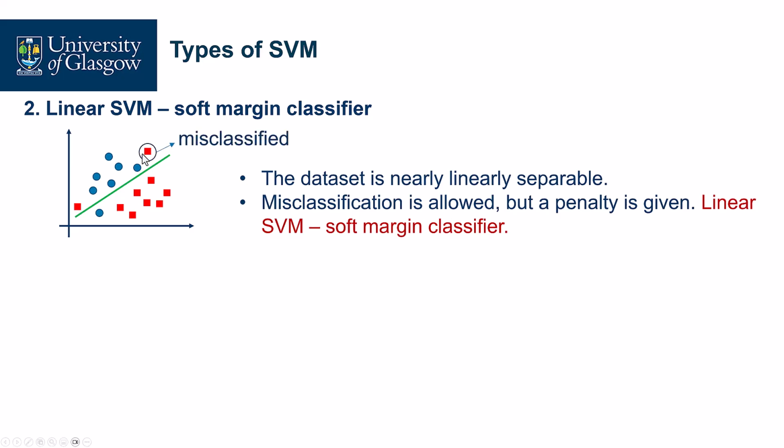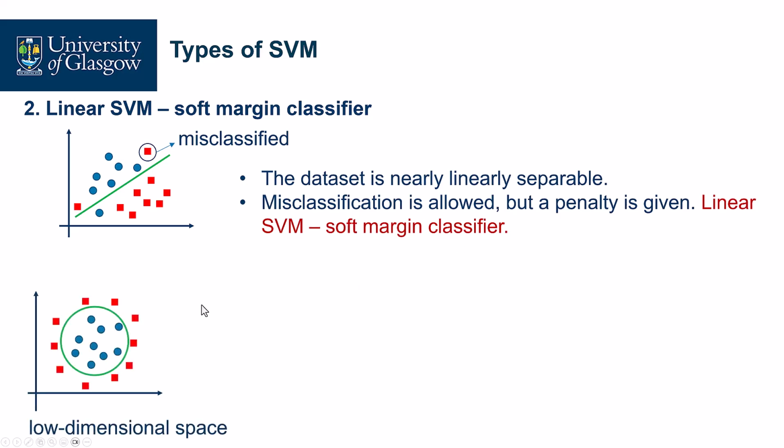For example, this point is misclassified. This is also misclassified, right? So we can allow misclassification, but a penalty will be applied to try to avoid it as much as possible. So there is a trade-off. This one we call the linear SVM soft margin classifier.